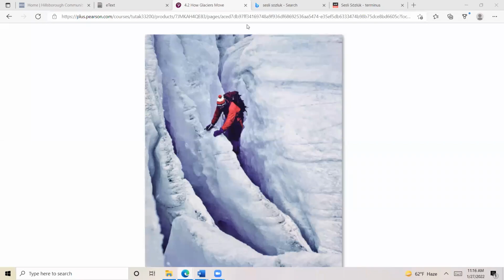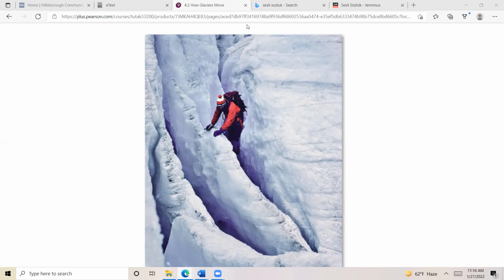Okay, section 2 is how glaciers move. Glaciers move in part by flowing under pressure. On the surface, glacier ice is brittle. Below 50 meters, which is about 165 feet, pressure is great and ice behaves like a plastic material and starts to flow. Another type of movement involves the bottom of the glacier sliding along the ground.